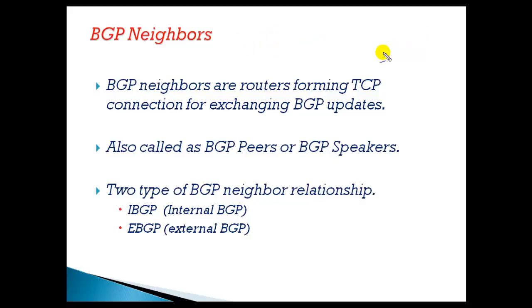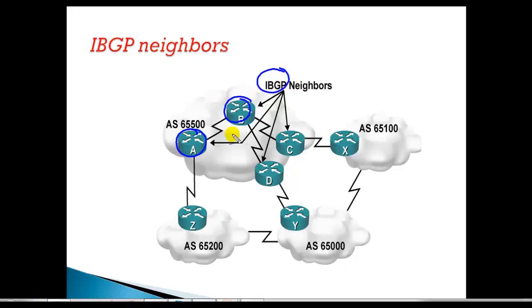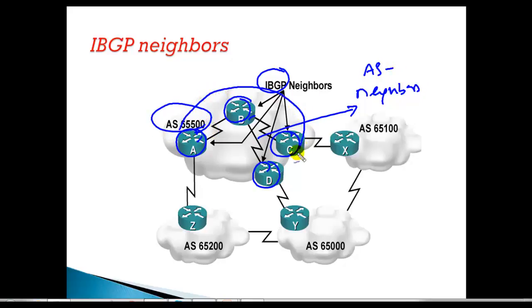We'll see the configuration as we move on with our training. It's also called BGP peers or BGP speakers, and we have two types of neighbors: internal BGP neighbors and external BGP neighbors. The basic difference between these two is this: we call them IBGP neighbors if the routers, router A, router B, router C, router D, all these 4 routers are neighbors of each other, and all 4 routers are in the same AS, Autonomous System 65500. These routers are referred to as IBGP neighbors because router A is a neighbor of router B, router B is a neighbor of router A, and both belong to the same autonomous system number.